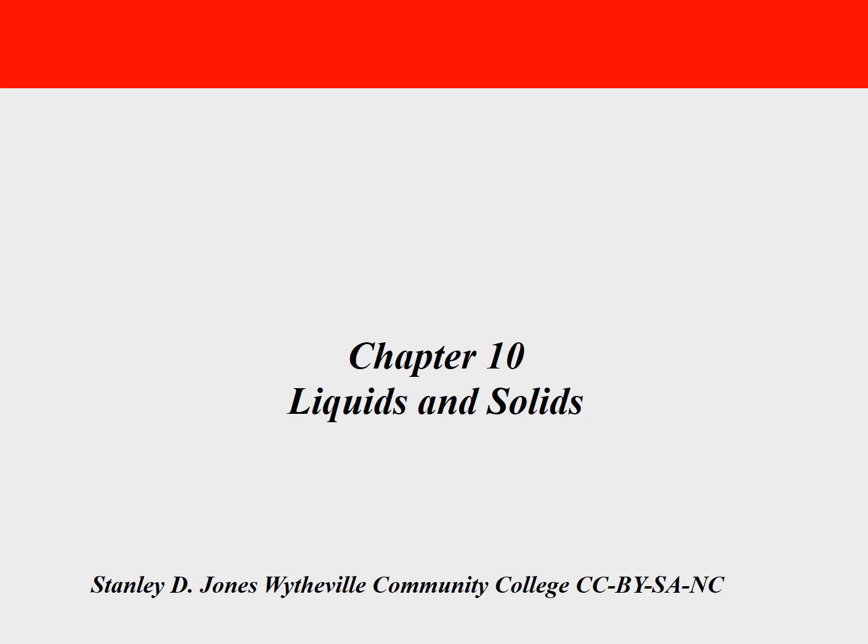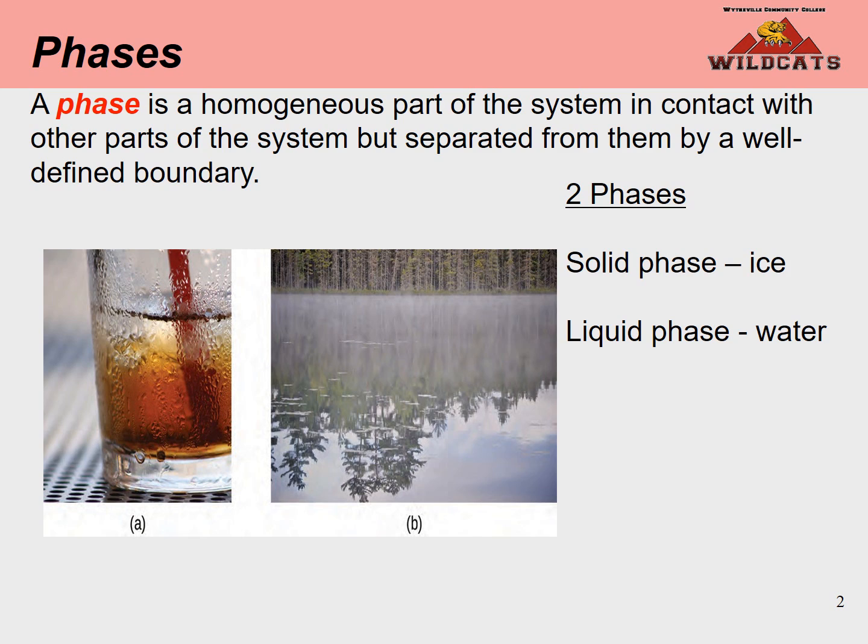This is the presentation for chapter number 10, the last chapter for Chem 111. So in this chapter, we're going to be taking a look at solids and liquids, or specifically phases. And a phase is basically a system where we've got two different phases of matter, or types of matter, that are in contact with each other, and it forms a well-defined boundary, like ice and water.